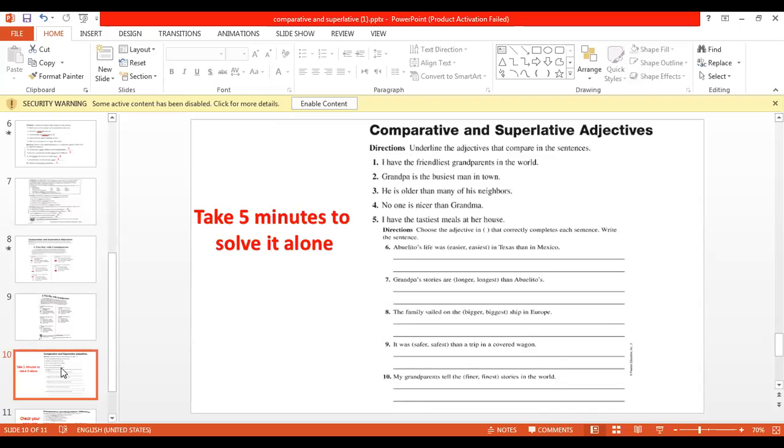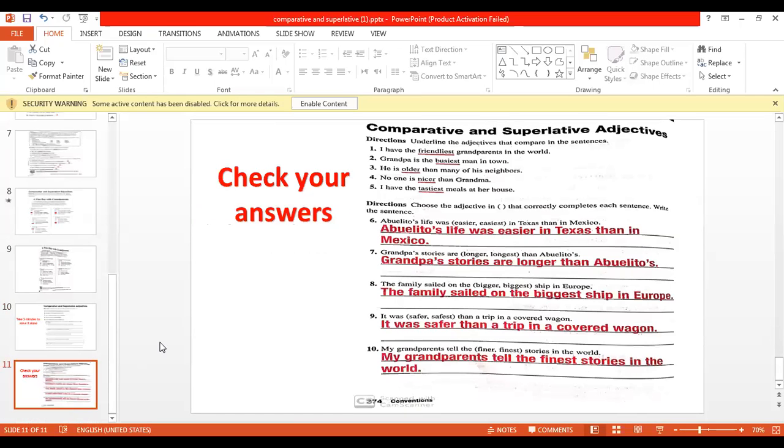So this is the page that you are answering. And those are the answers. Yeah, check your answer. Check your answers, please.